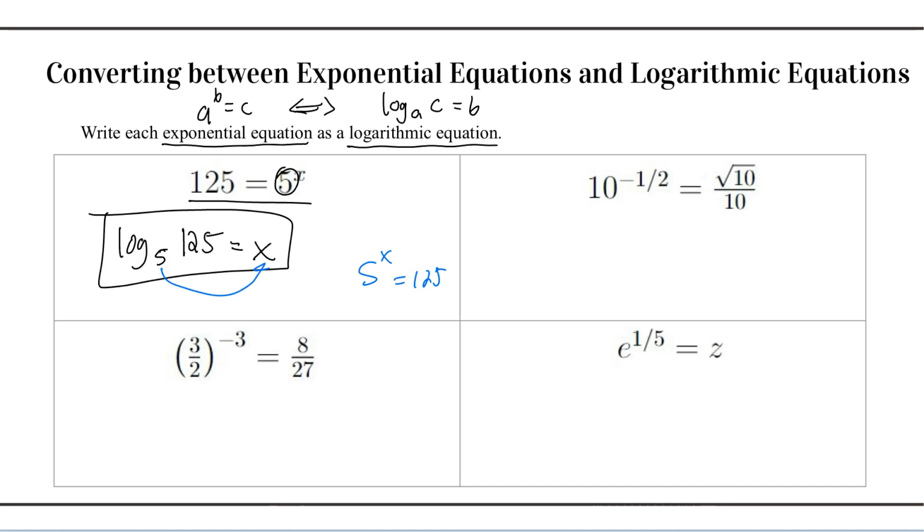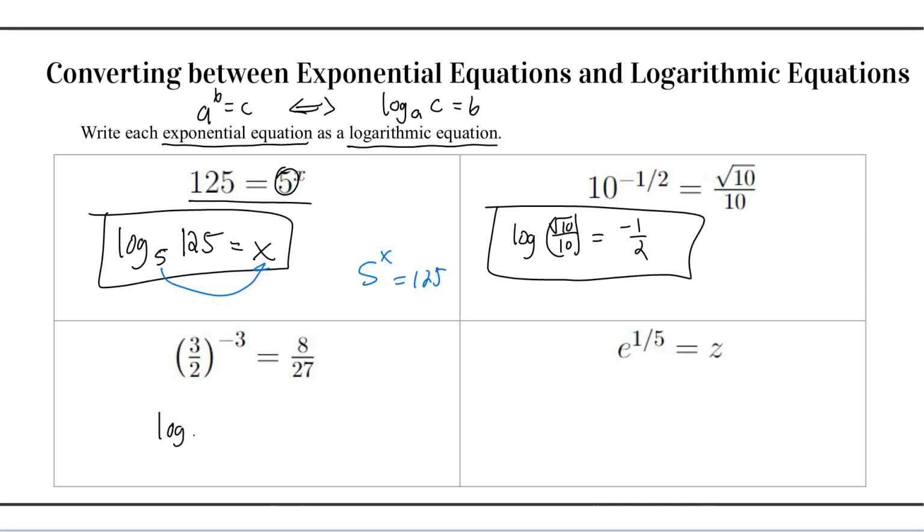In the next case, you can see that 10 to the negative 1/2 is indeed equal to the square root of 10 over 10. So in this case, your base is 10, so we'd want to use log base 10. But remember that if it's base 10, we could just write only log, and that's generally preferable. What you'll see more often is just log when it's base 10. So if we say log of the square root of 10 over 10, it's going to equal the exponent of negative 1/2.